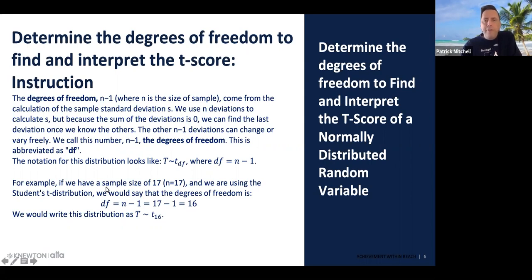So the notation for this student's t-distribution looks like this. T has the distribution of a student's t-distribution with, and then you substitute a number of degrees of freedom here. And that number is n-1, the size of the sample minus 1. So for example, if we have a sample size of 17 and we're using the student's t-distribution, we would say that the degrees of freedom is 16, and this distribution would be written like this. Student's t-distribution with 16 degrees of freedom.